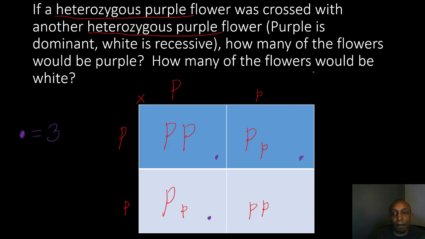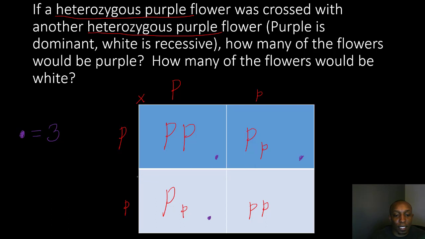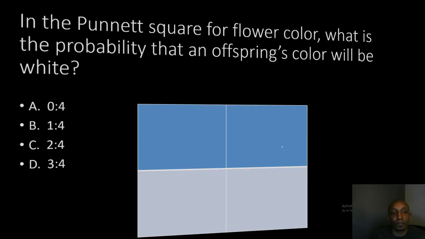Then our next question, how many of the flowers would be white? So in order for the flowers to be white, since white is recessive, you would have to have 2 lowercase p's. And so let's go ahead and count the number of ones that have 2 lowercase p's, which would be this one right here. And so I put this mark right here. I know it's hard to see, but I also put it over here. So how many of those would be white? There would only be one that would be white, a white flower.